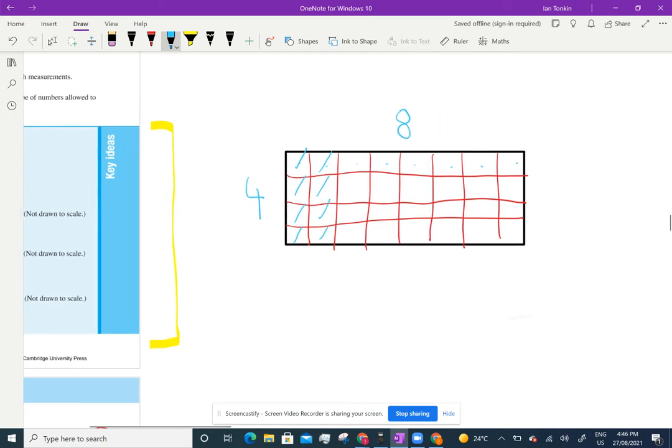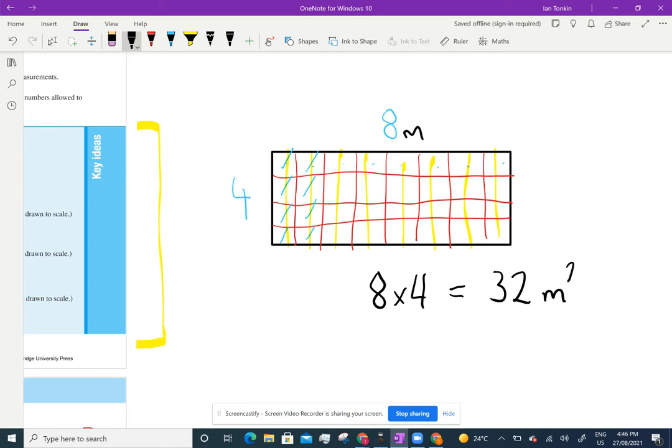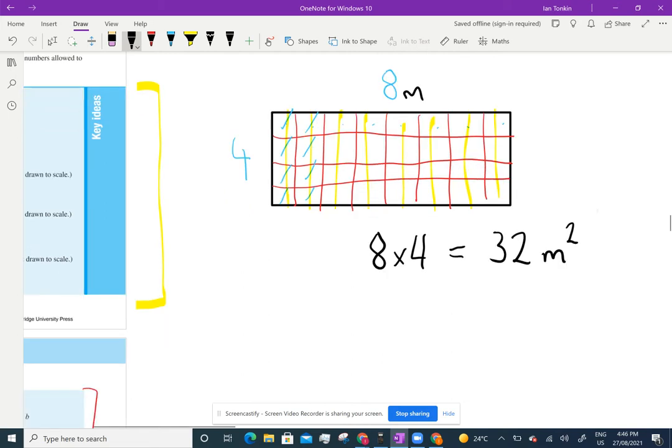But the smart people amongst you are going, well, there are going to be 8 columns, each with 4 squares in them. So I can just go 8 times 4 and get 32, whatever units. Let's say it was in metres. And although I'm going to put the metre square like this, and I can say metre squares, I prefer to say square metres.